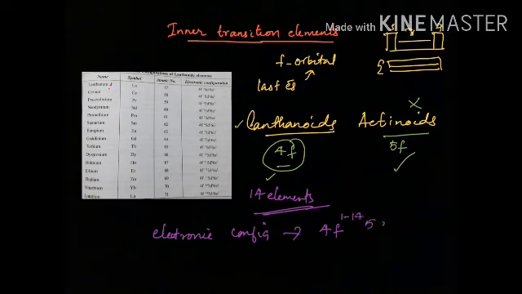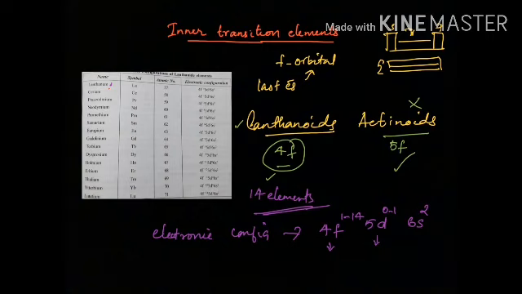Then 5d 0 to 1. Then 6s 2. Okay, so this is the valence shell. The next shell is the penultimate shell. So the third shell we call the penultimate shell.